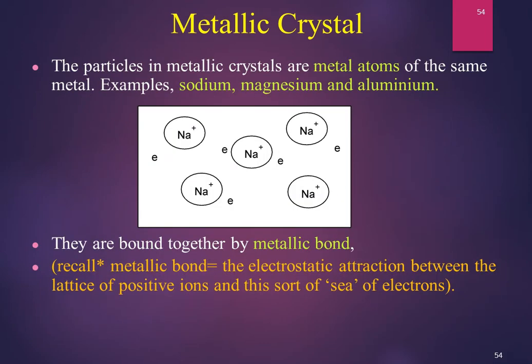Metallic crystal. The particles in metallic crystal are metal atoms of the same metal. Example, sodium, magnesium and aluminium. They are bound together by metallic bond. Metallic bond is the electrostatic attraction between the lattice of positive ions and the sea of electrons.